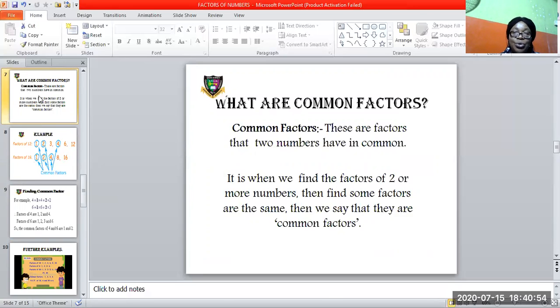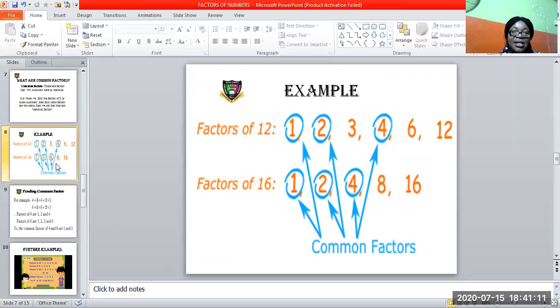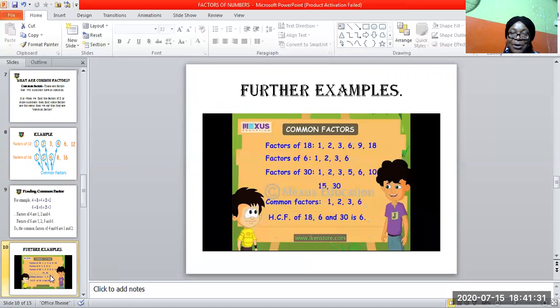Now we moved on to what are common factors. Common factors are factors that two different numbers have in common. Then we went on to give the examples as shown above. In this case, the common factors of 12 and 16 are 1, 2, and 4. Is that taken? Beautiful.